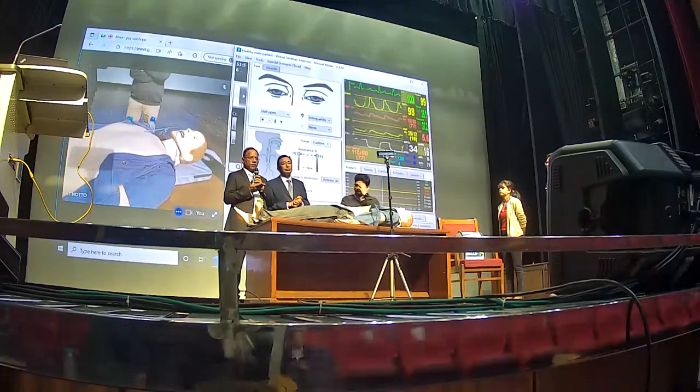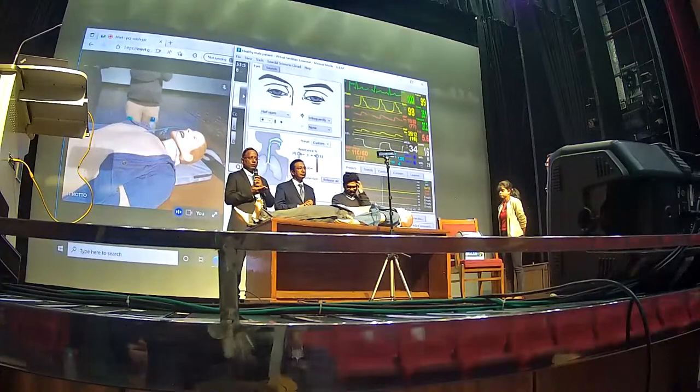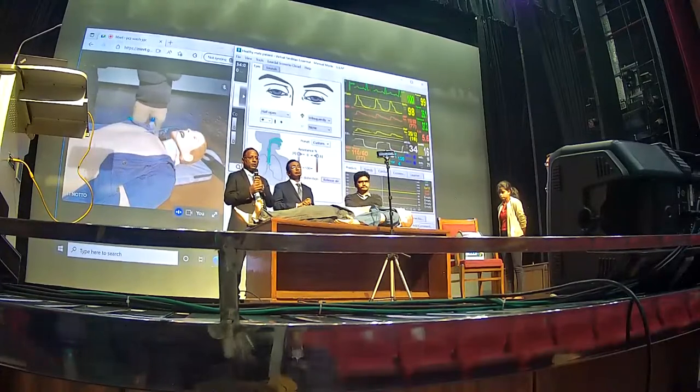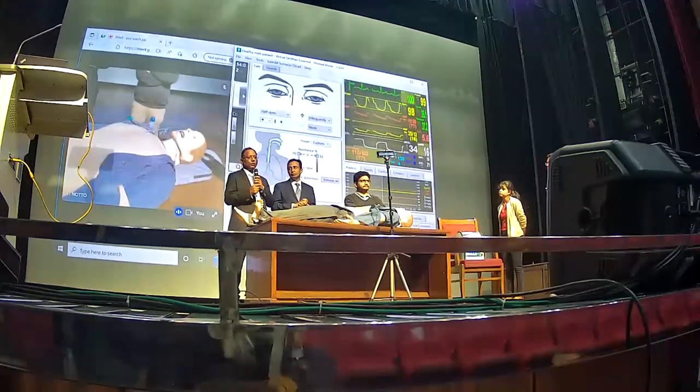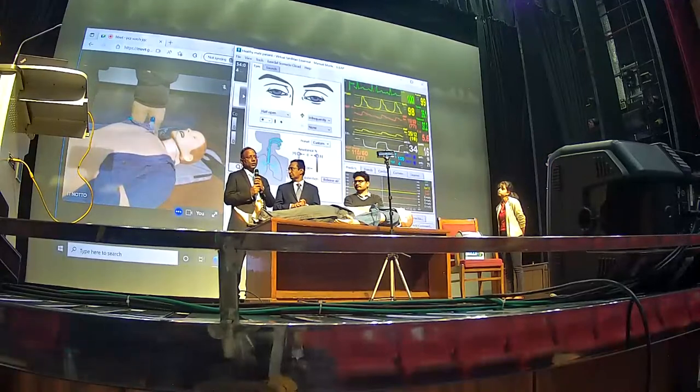It's a law. As per the Indian law, it is mandatory for ICU personnel to declare brain death and to talk to the family on the possible need of organ donation.